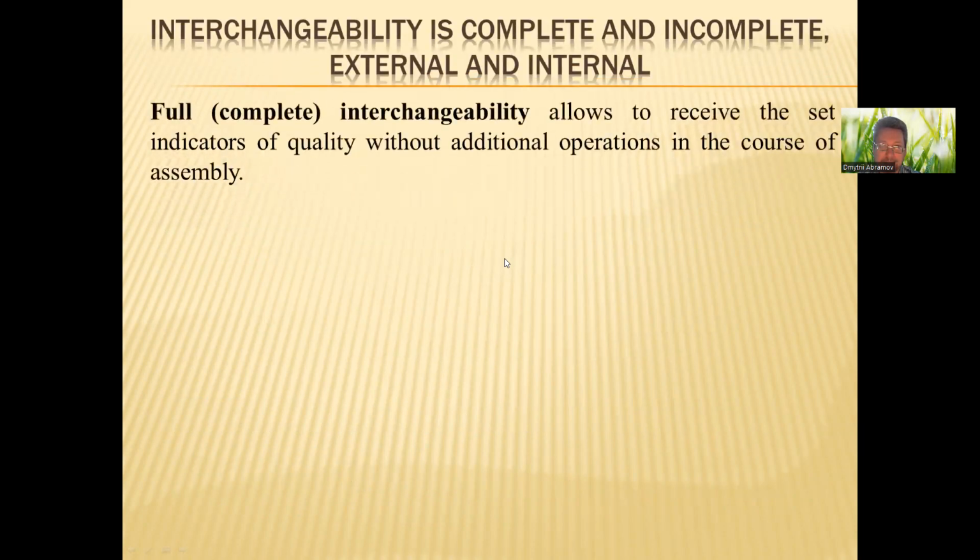Interchangeability is complete and incomplete, external and internal. So, full or complete interchangeability allows receiving the set indicators of quality without additional operations in the course of assembly.